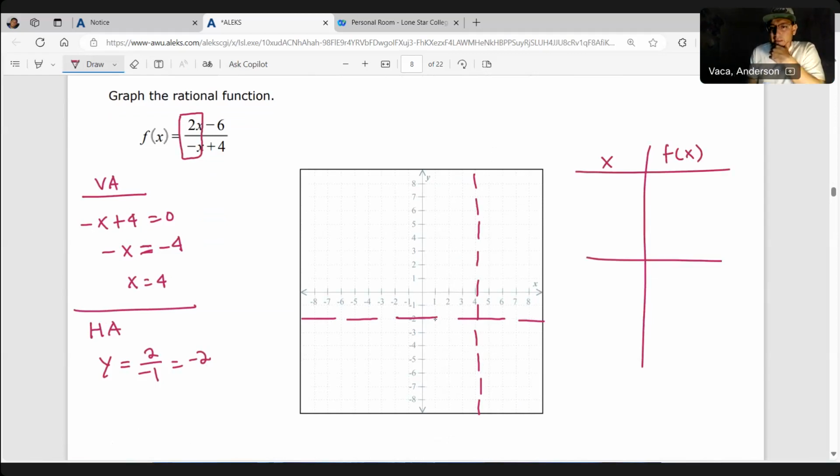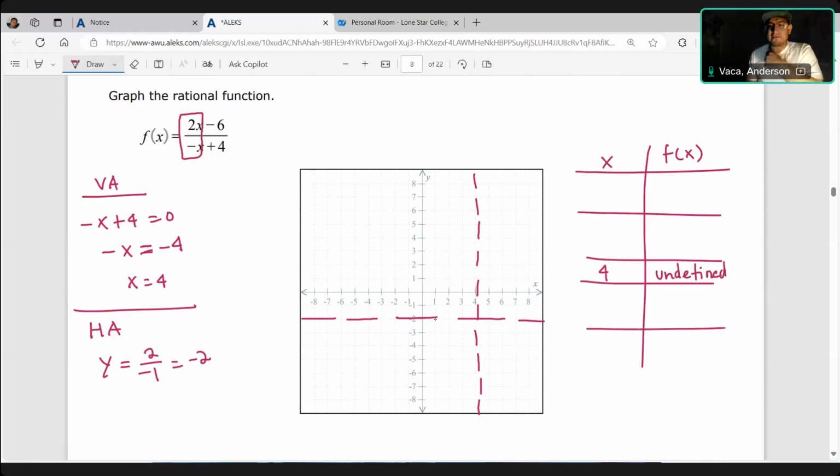Right in the middle, I am going to put 4. I'm going to write undefined. I'm going to choose two x values to the left and to the right of 4. To the left, 3 and 0. Here, 5 and 6 to make my life easy. Okay, for that. And so let's start with 0. F of 0. That will be -6 over 4, which is -3/2.